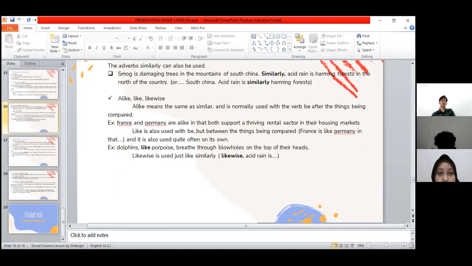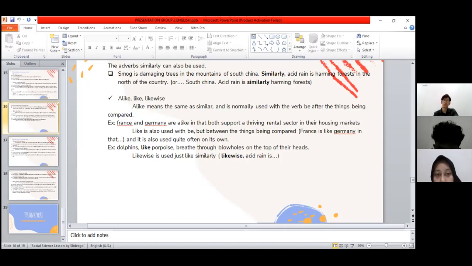Smoke is damaging trees in the mountains of South China. Similarly, acid rain is harming forests in the north of the country. Acid rain is similarly harming forests. Next, like, and likewise. Like means the same as similar and is normally used with the verb be after the things being compared.